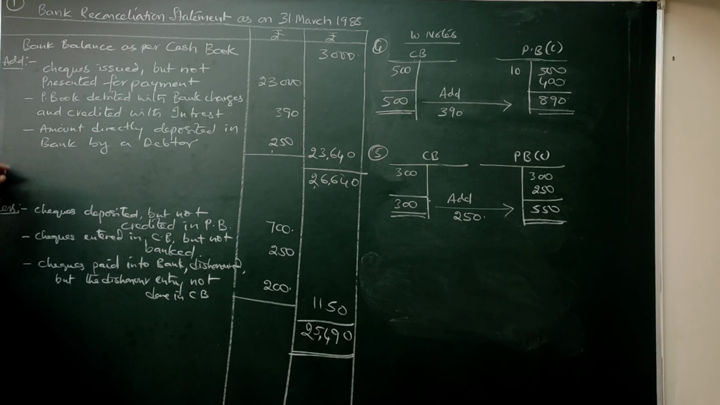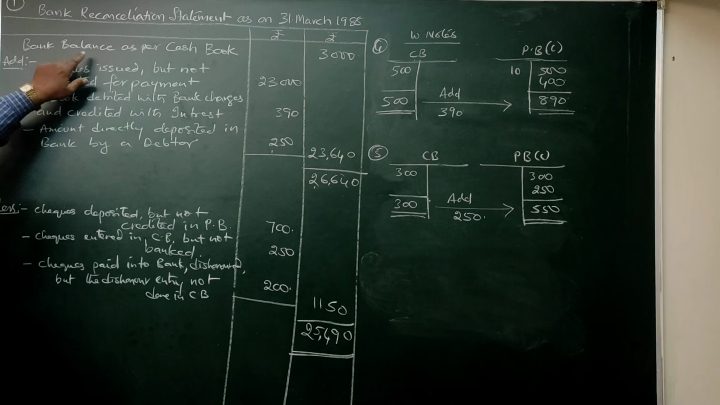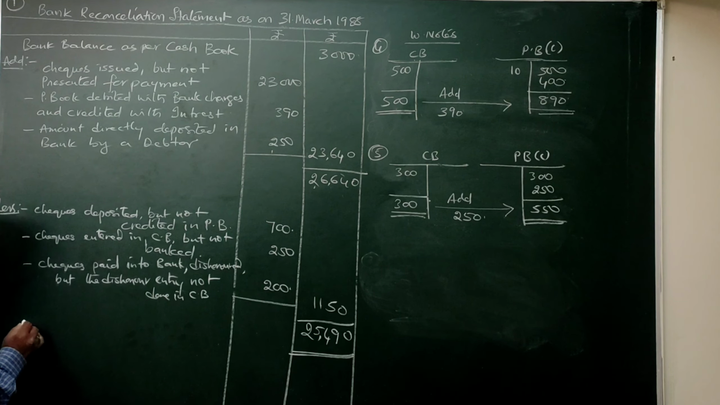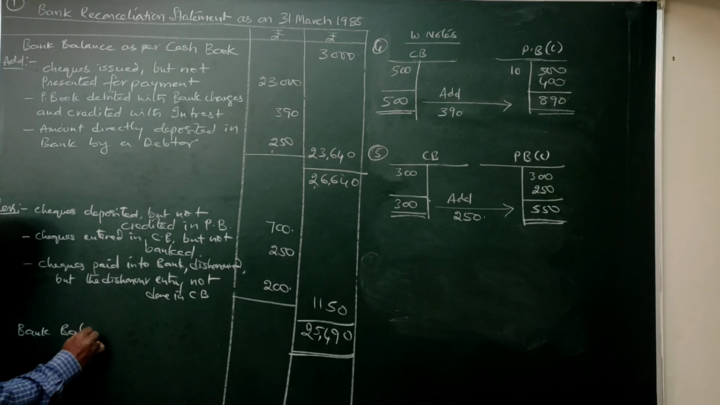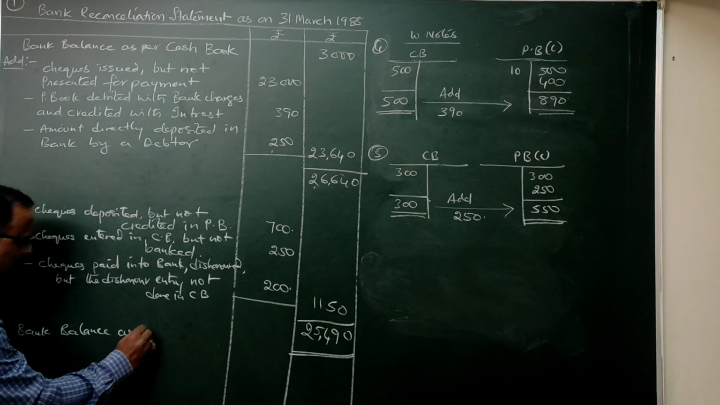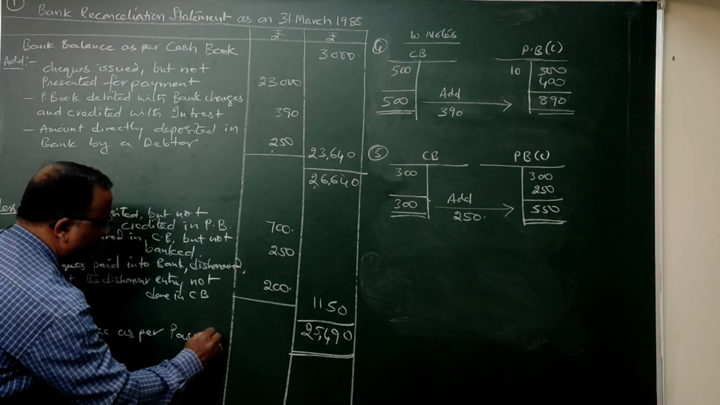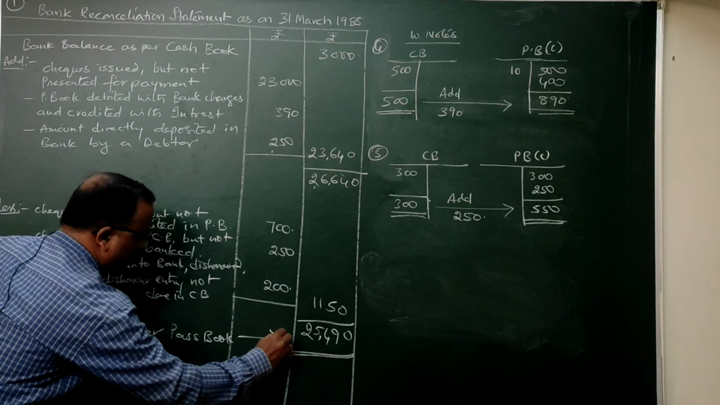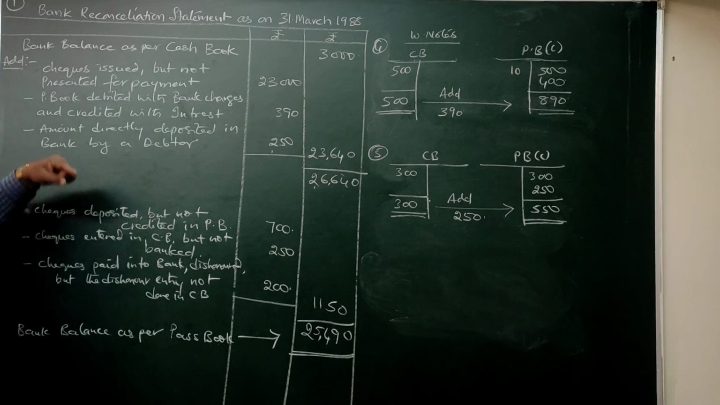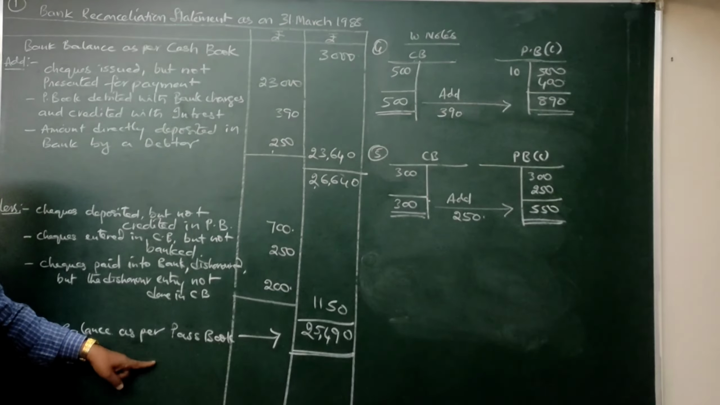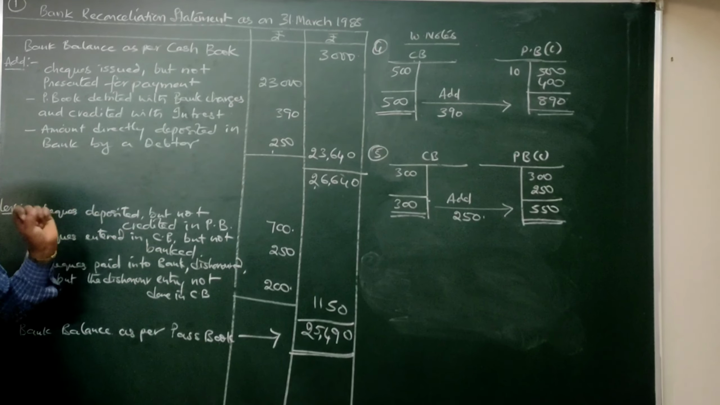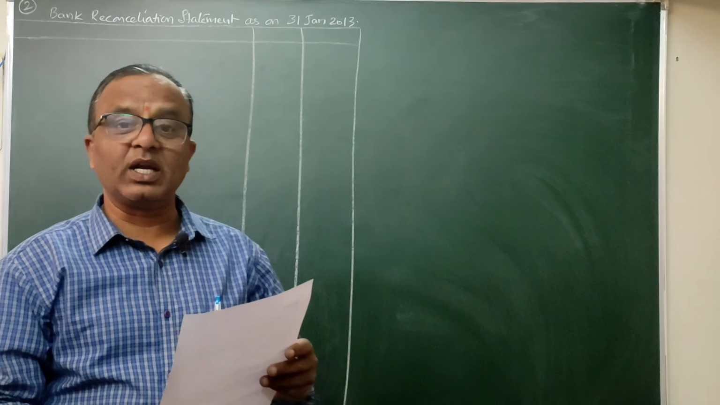So what is this? You started your problem with the bank balance as per cash book. So this is the bank balance as per passbook, which will be your answer. If you have started with the cash book, the passbook will be your answer. If you have started with the passbook, the cash book will be your answer. I hope you have understood this problem. Okay, now the second problem.